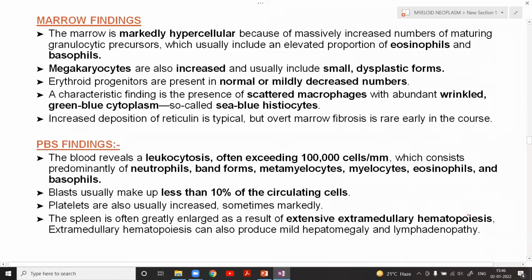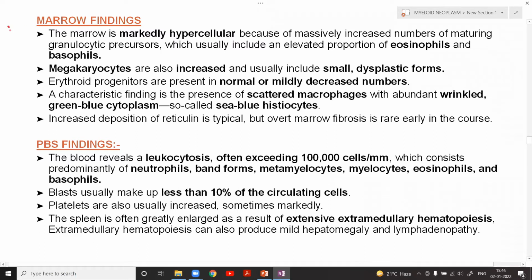Now, morphology is very clearly defined by two particular findings. One is the bone marrow finding, one is the peripheral blood finding. I have not given many points, but I have given you a few points. Please write these points in your exam. Although you might write 1,000 other points, these points should not be missing from your answer.